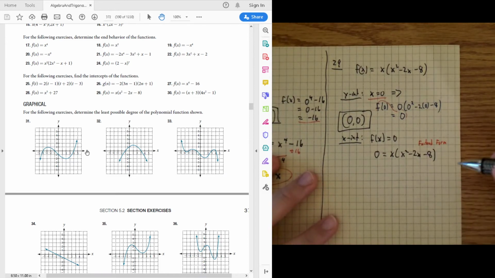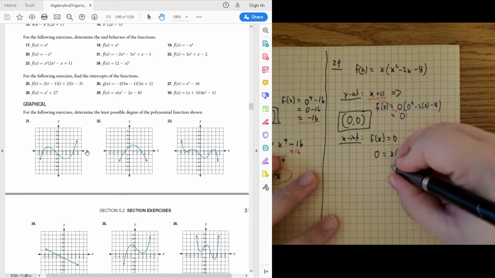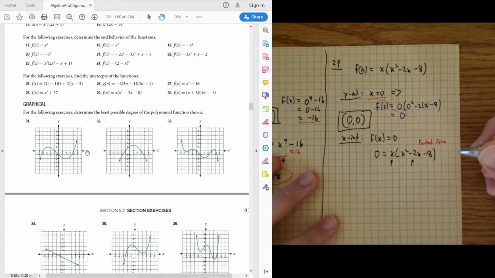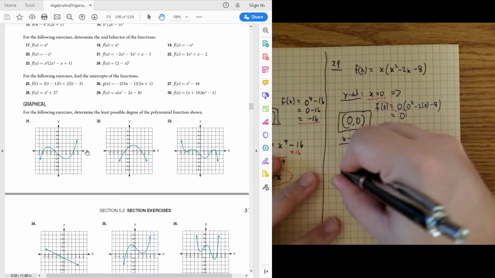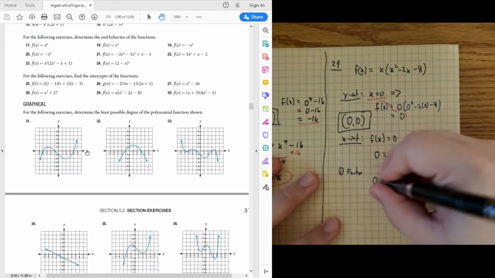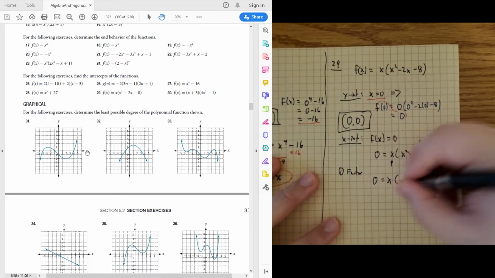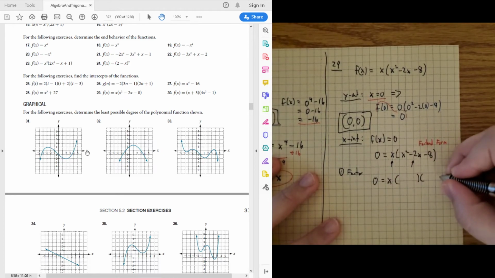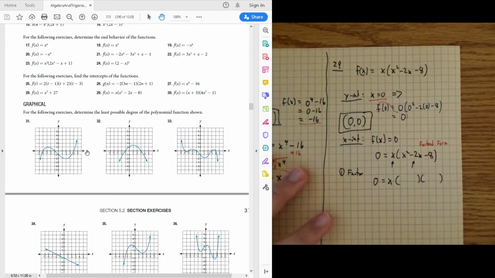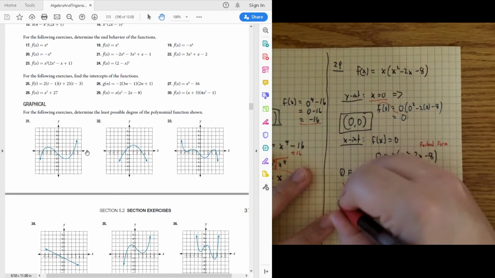Now, this is partially factored. We have x as one term, and we have this kind of nasty thing here as the second piece. This second piece actually factors farther. So I'm going to make my first step: I'm going to factor this some more. So I'm going to have 0 equals x. Now I'm going to see, are there two components that when multiplied will get me back to here. I'm going to do this by using the AC method.